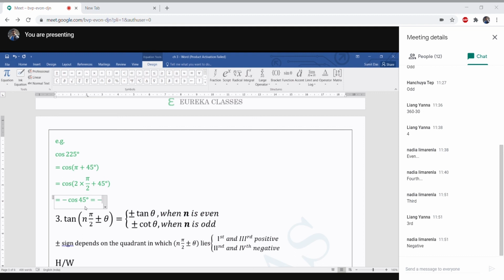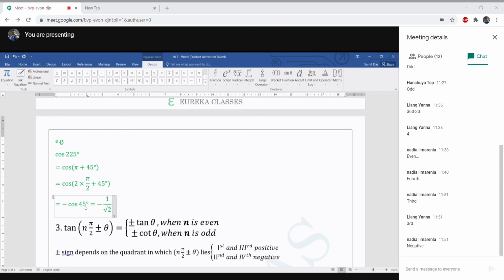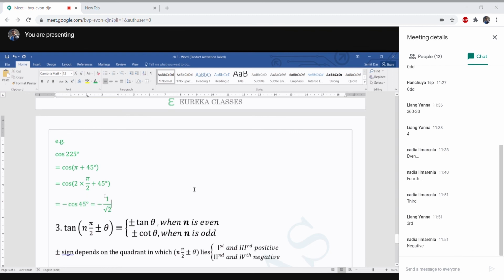Root 3 by 2, I guess. Cos 45 value is, no, sorry, cos 45 value is 1 by root 2, obviously. 1 by root 2. Okay, this is the value of cos 225 degree. So this is the thing.